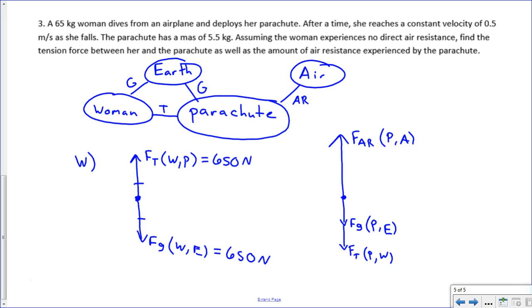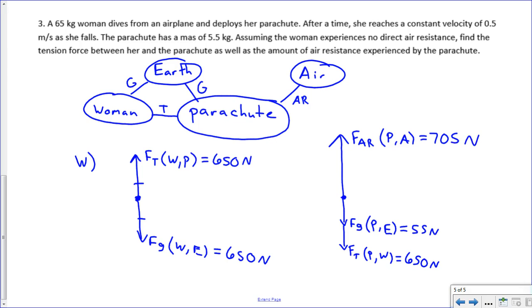If we start filling in some numbers here, the parachute is 5.5 kilograms, so we know that means it's 55 newtons. Then the tension force we have from the last problem is 650 from the woman, so it has to be the same. This tension force going down is the same as the tension force going up on the woman, so they need to be 650 newtons. And then for the air resistance, it needs to balance out the two downward forces, so 650 plus 55 is equal to 705 newtons going up.